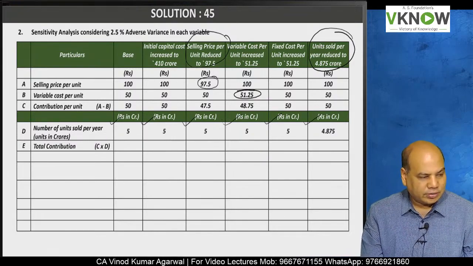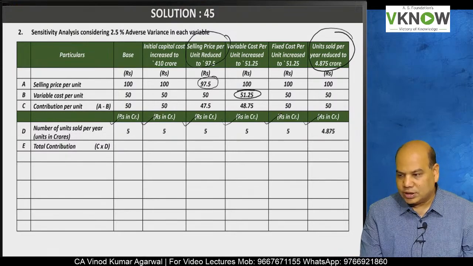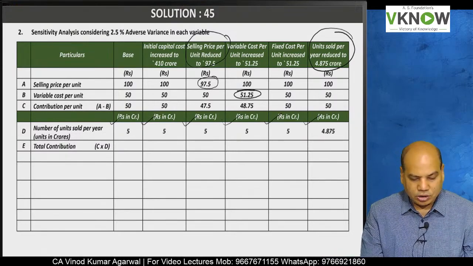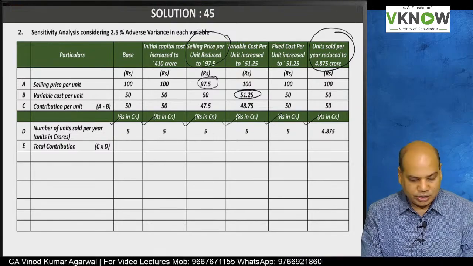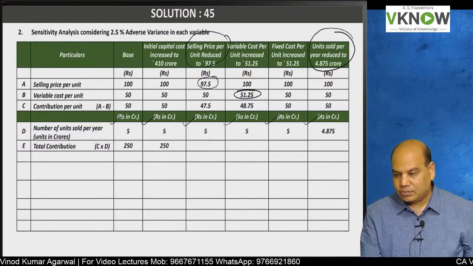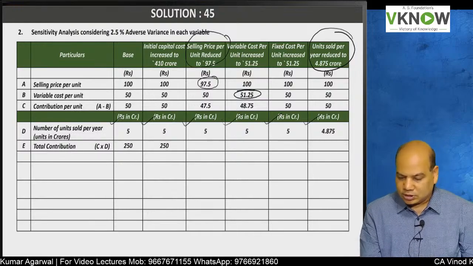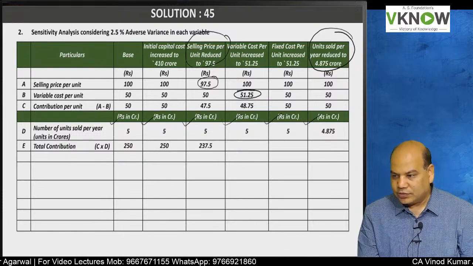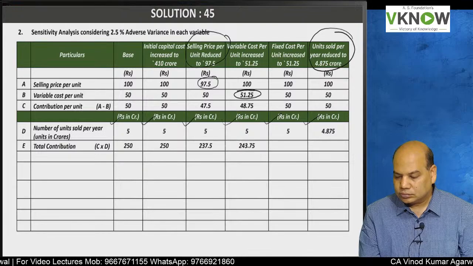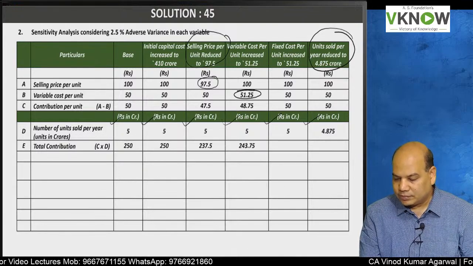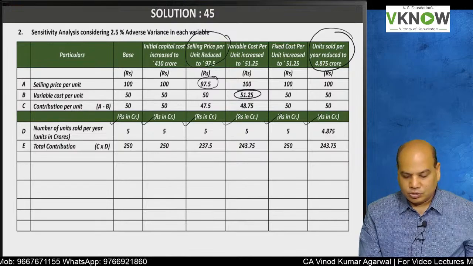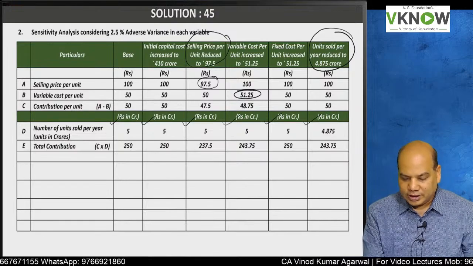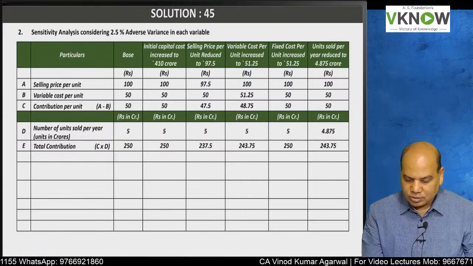Total contribution, write down. Total contribution C into D. Please multiply C into D. 250, 250, the third one will be different: 237.5, 243.75, 250. The last one will also be different, 243.75. So if the variables change one at a time, this is my contribution.